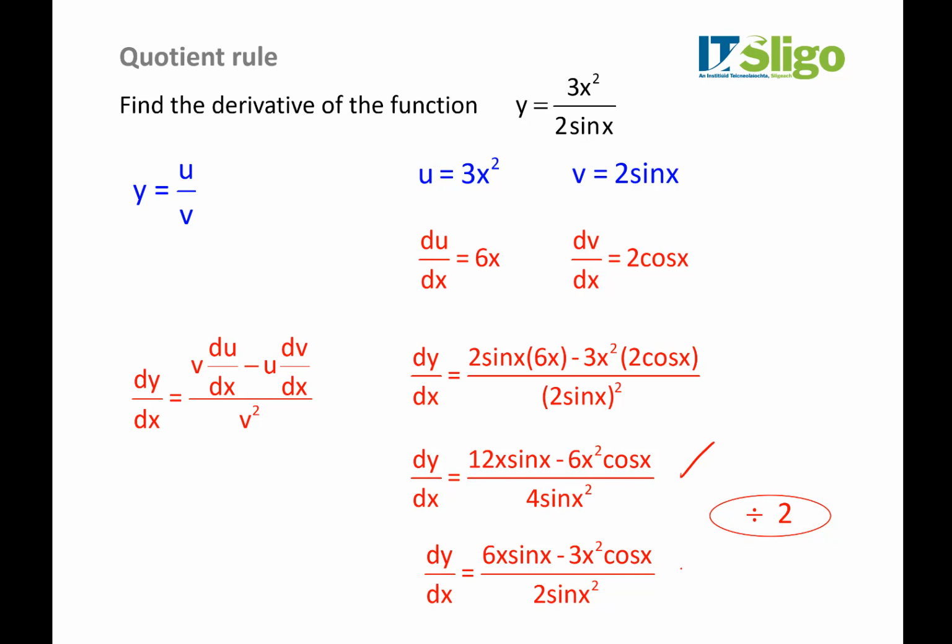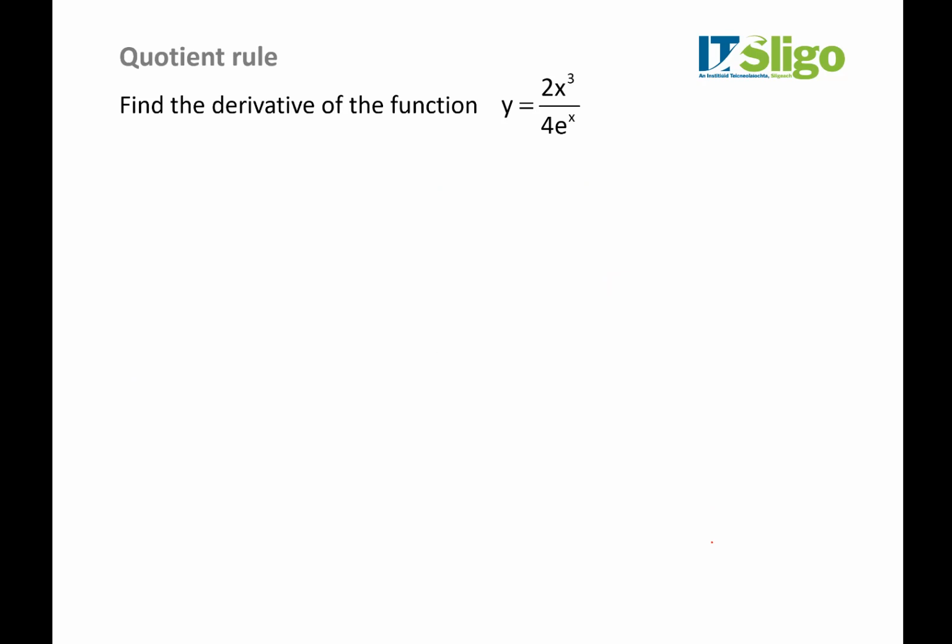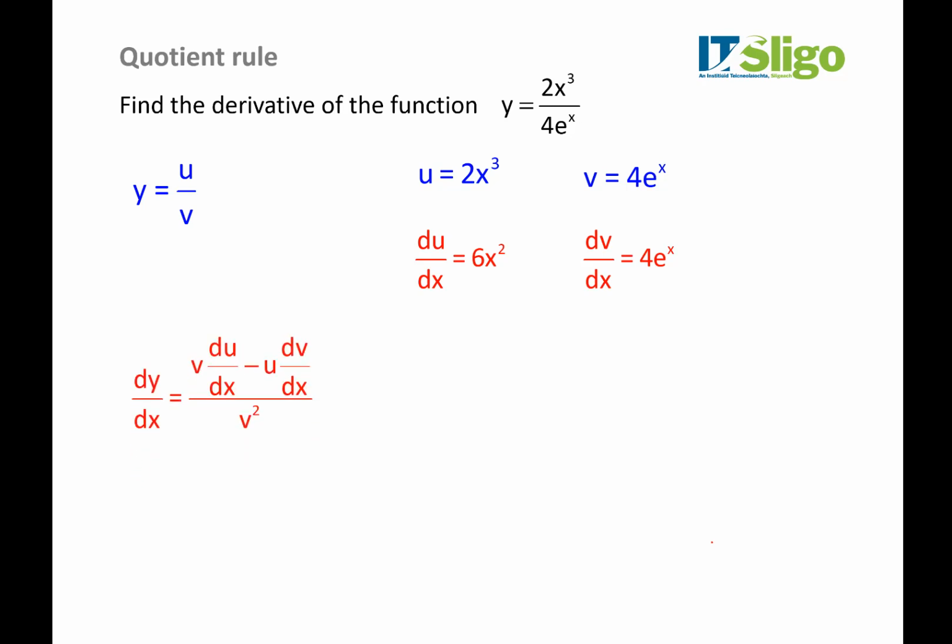But again, both of these versions are mathematically correct. It's just the one on the bottom is a little bit neater. We look at another example. Here again we have u, 2x squared cubed, and v is 4e to the power of x. Differentiate u, 6x squared, differentiate v, which is itself. We've seen this in the product rule. Here's the quotient rule, and we just slot the 4 bits in as before.